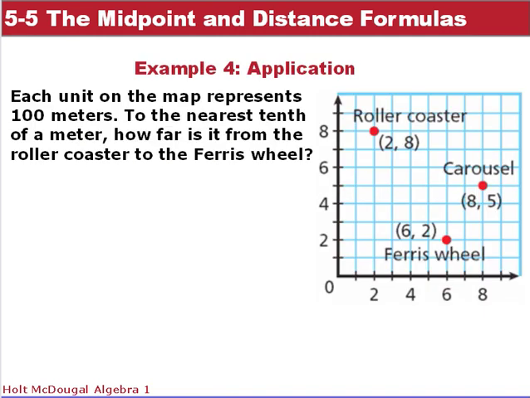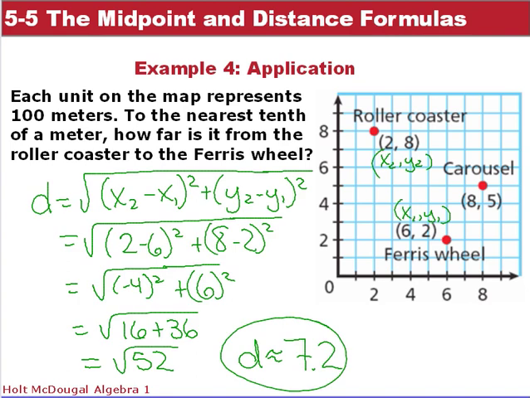Now let's look at this one. Each unit on the map represents 100 meters. To the nearest tenth of a meter, how far is it from the roller coaster to the Ferris wheel? So using the distance formula again, substitute the values in using the ordered pair 2, 8 as our x sub 2, y sub 2, so 2 and 8 are our first x and y coordinates. And then we used 6 and 2 for our x sub 1, y sub 1.